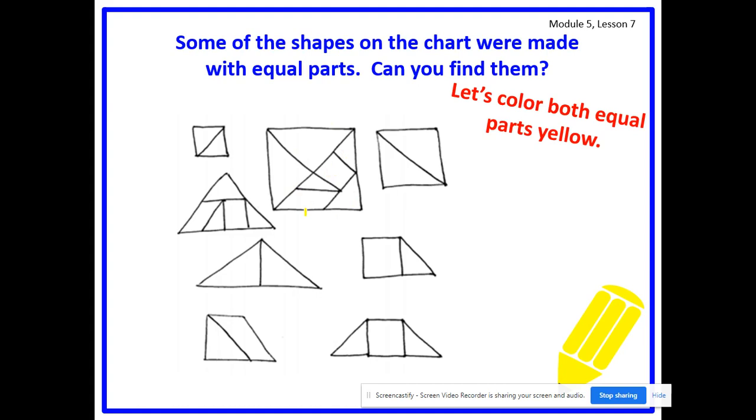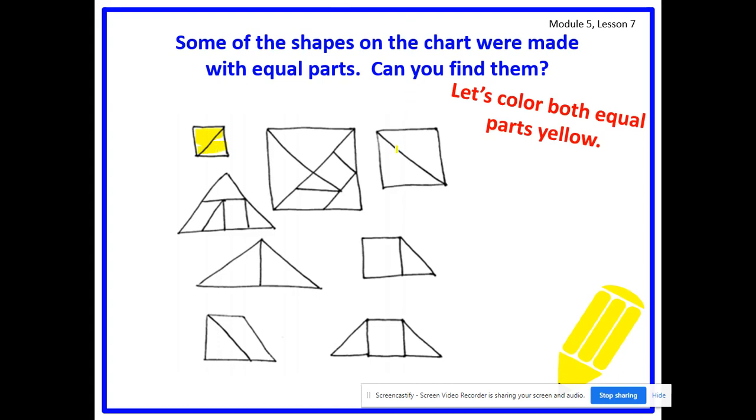But are they equal? No, right? And they are not equal because it's made up of different shapes. And in order for it to be equal, it has to be the same shape and size. Let's look at this one. This is another square made with 2 triangles. Are the parts equal? Yes, because they're the same shape, which is 2 triangles, and the same size. So I'm going to go ahead and color this one yellow.